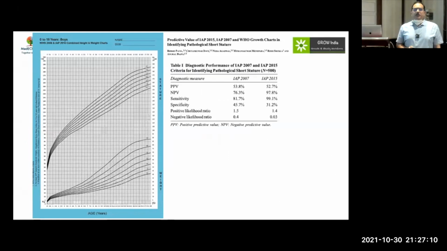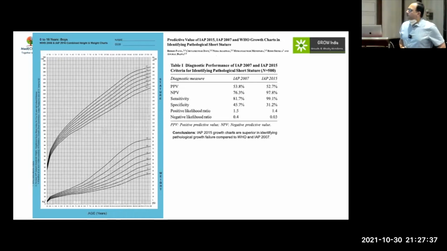But this is our recent publication, which we did with regards to the various charts in the community and the overall the clinic. And what we have shown is that IAP 2015 is the best chart in Indian children compared to WHO or Dr. K.N. Agarwal's chart. Because if you talk about WHO, it will label more children as short, but those children will be normal. While if IAP labels, the chance of pathology is more. So we should follow IAP chart.